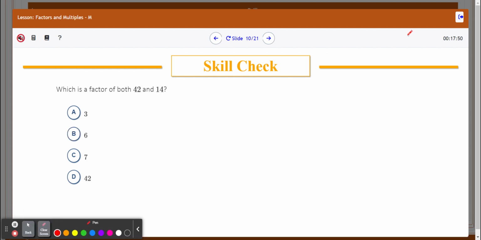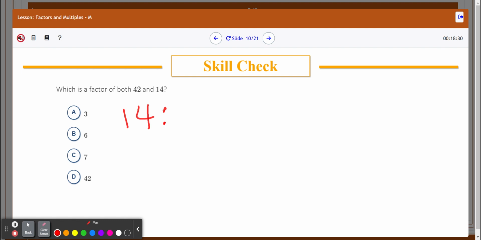All right, so the question here is asking, which is a factor of both 42 and 14? All right, well, when you're looking at a problem like this, you could start writing out all the factors for both numbers. But here, what you want to do is just start with the smaller number. Okay, start with the smaller of the two numbers, and figure out those factors. Because the larger factors of 42 aren't going to work because the smaller ones won't go that high. So once you figure out the factors for the smaller number, then you can figure out what are the factors for the bigger number, all right?